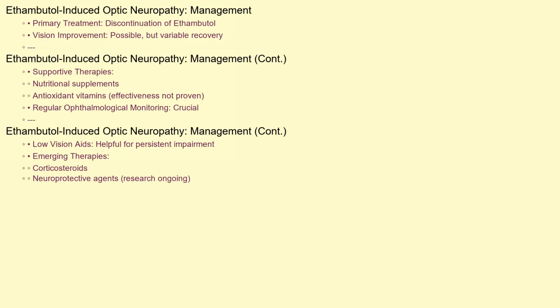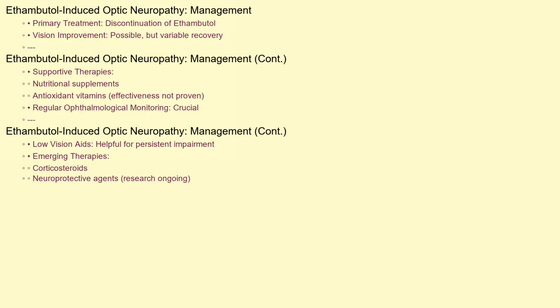While Ethambutol-induced optic neuropathy doesn't have specific subtypes, it can be classified based on the severity and the pattern of visual field loss. Some individuals experience mild visual disturbances, while others may suffer from significant and permanent vision loss. The pattern of visual field loss can vary, but often affects the central field of vision, impacting activities like reading and driving. The primary treatment for Ethambutol-induced optic neuropathy is immediate discontinuation of the medication.